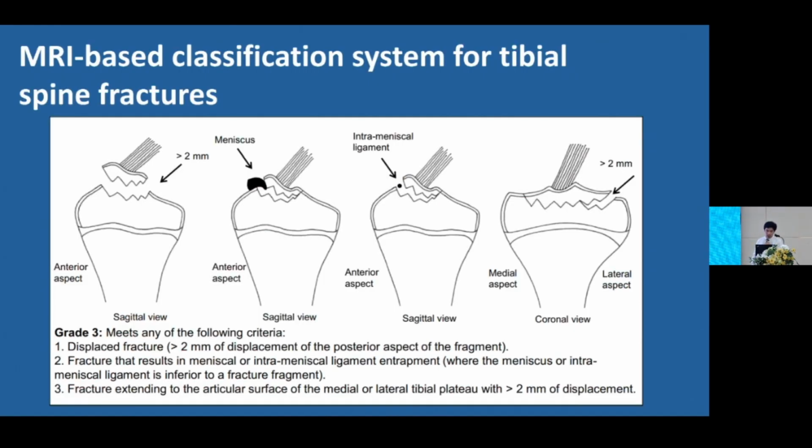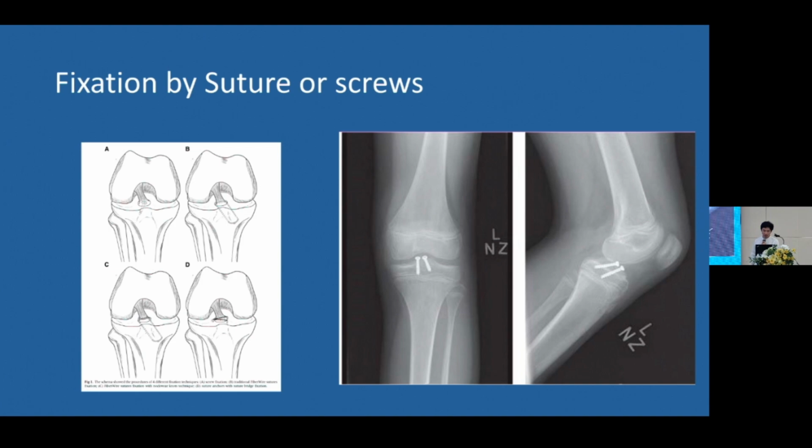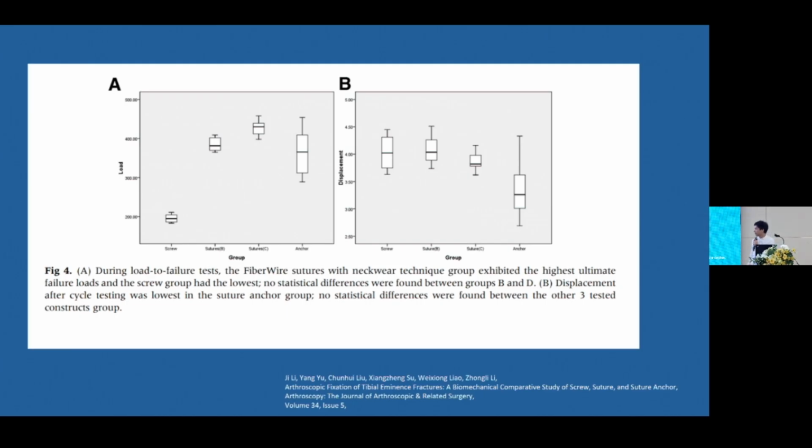Okay, but grade 3 of the tibial spine fracture, the important thing is that you have soft tissue interposed in the fracture site. The most common interposed soft tissue is the intermeniscal ligament, which you need to evaluate and remove before reduction and fixation. For the fixation, you can use a screw or a suture. In biomechanical studies, the screw showed lower load to failure than the suture or anchor, but showed no difference in displacement.